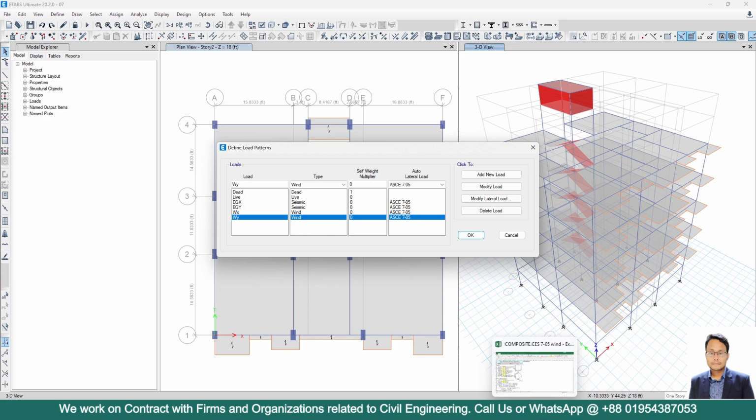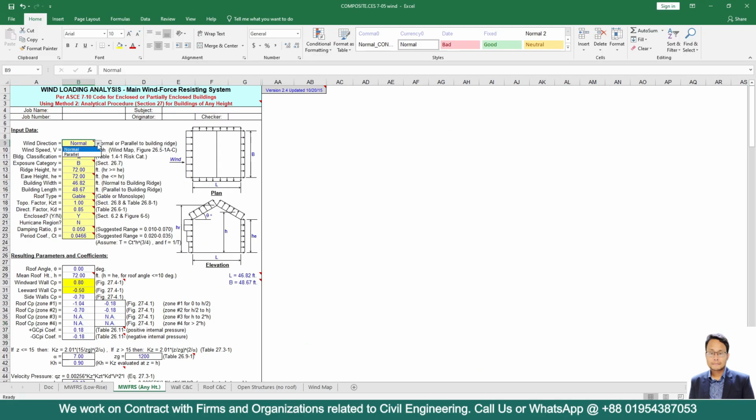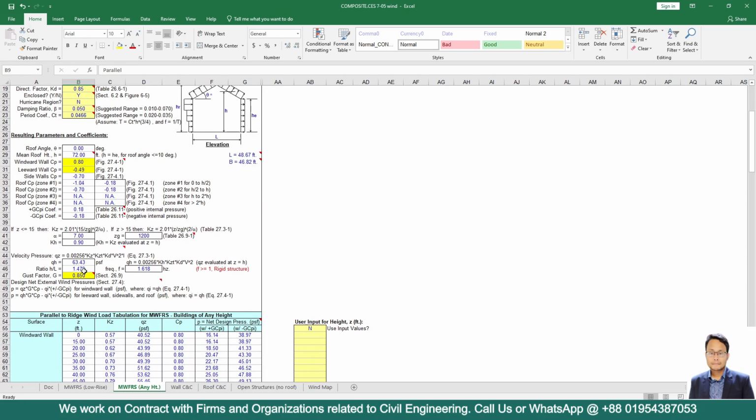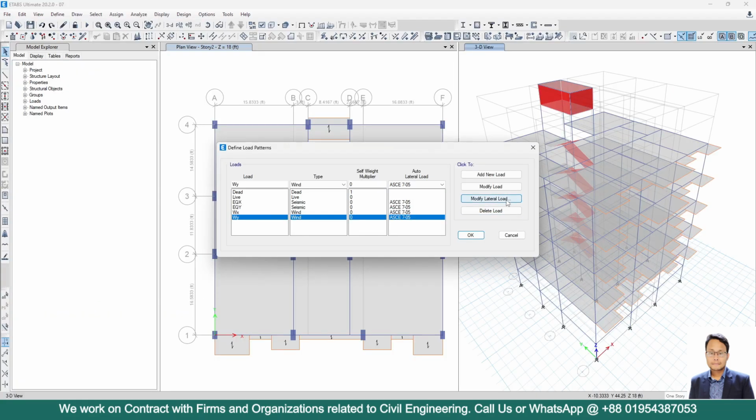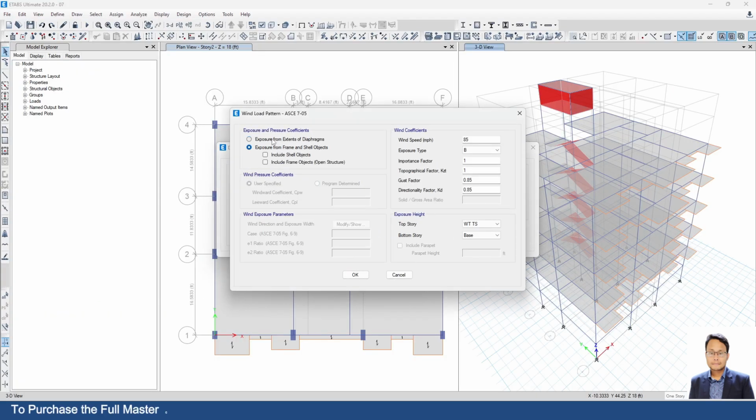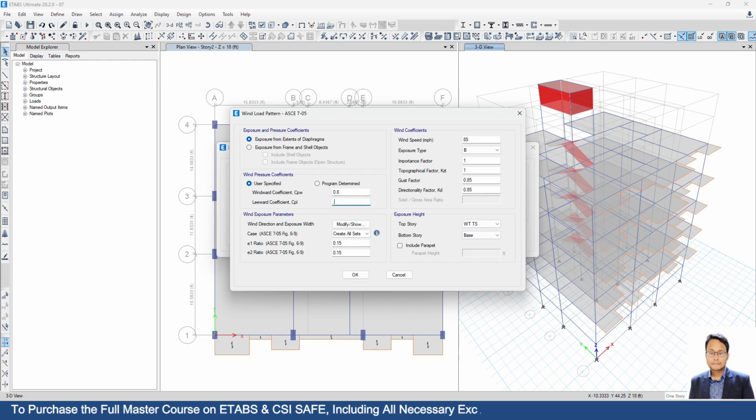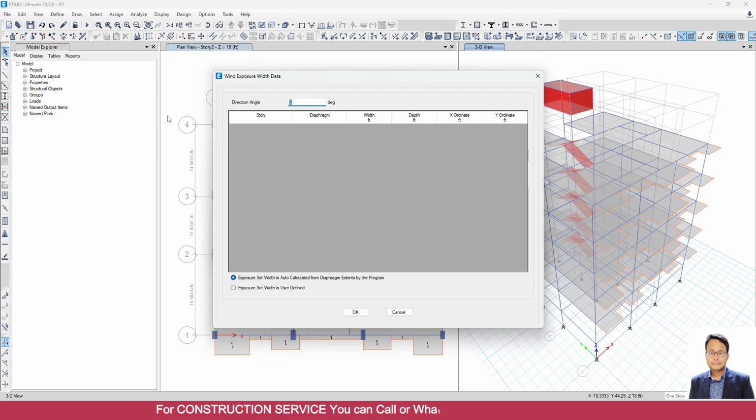Now for calculating the wind Y, what we have to do, just select parallel. Okay. Now you can see Gust factor 0.85. Go to modify lateral load. User define here 0.49. Create all set 180. Exposure B, importance factor 1, as this is a very small building. Include parapet which is 3.5. And also the main thing which is modify slash show, here I have to input 90 degree.